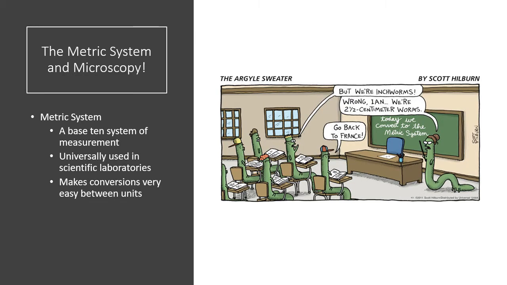So today we're covering two units, the metric system and microscopy. First, the metric system is a base 10 system of measurement, and it is universally used in scientific laboratories. Many countries across the world use the metric system. The United States, I think, pretty much stands alone in using our standards of measurement, feet, and other things. So we like the metric system because it makes conversions very, very easy between units because it's base 10, which means that we get to just add zeros or move decimal points.